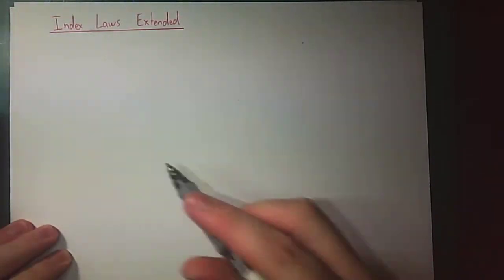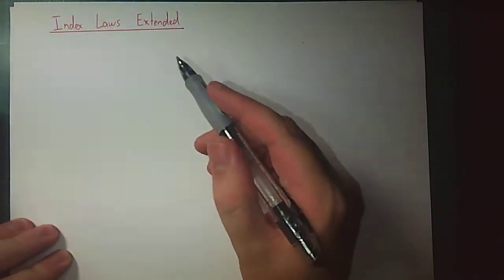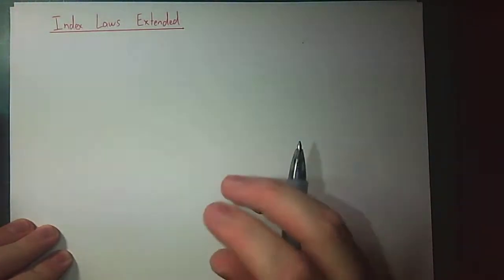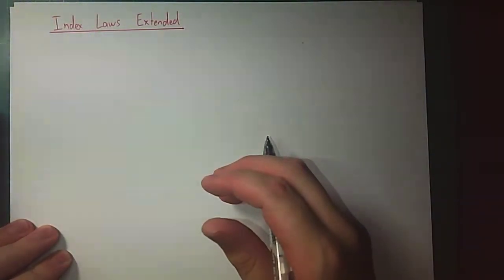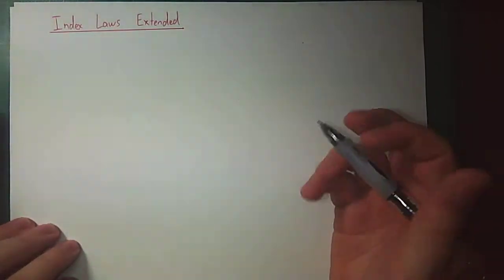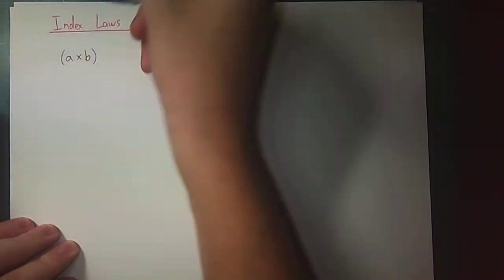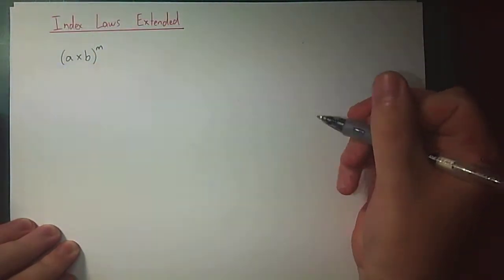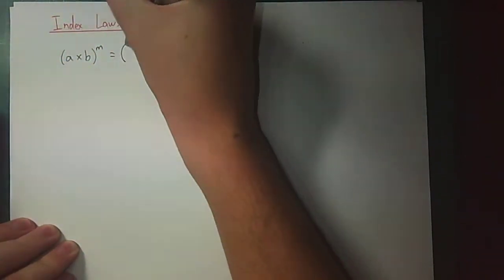Okay, we're going to look at index laws, and it says extended because we're going a little bit further, a bit deeper into what we're actually talking about with index laws. The first idea we're talking about is that given something like this, where we have two numbers multiplied together, and they're all to the power of one number. Sometimes you'll see it written like this.